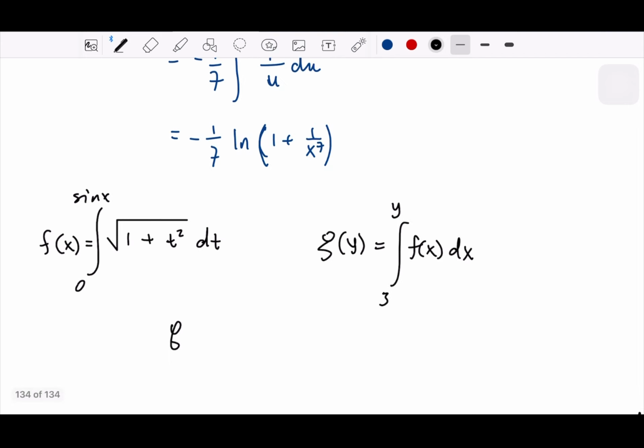Okay, then the question is finding g prime of pi over 6. Okay, anyone solve this? I think number 7. We immediately give up. But that's okay. If you're not careful enough, this may be a little bit difficult.